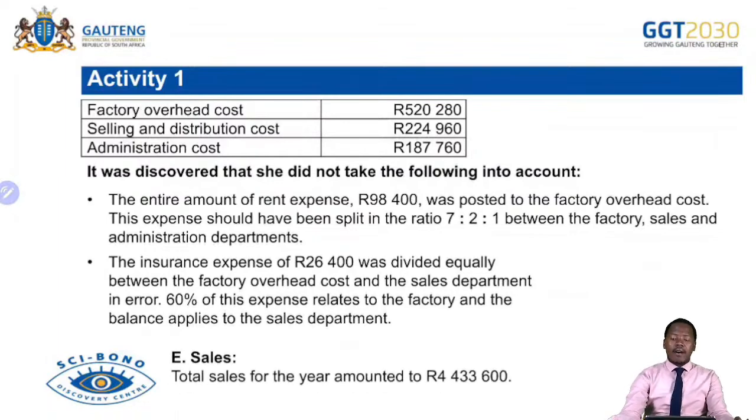Then information E, our last information, grade 12, the total sales for the year amounted to 4,433,600. You shouldn't worry, grade 12. We are going to be breaking down all of this information, all of these adjustments that we need to do, in case you didn't capture some of the items.